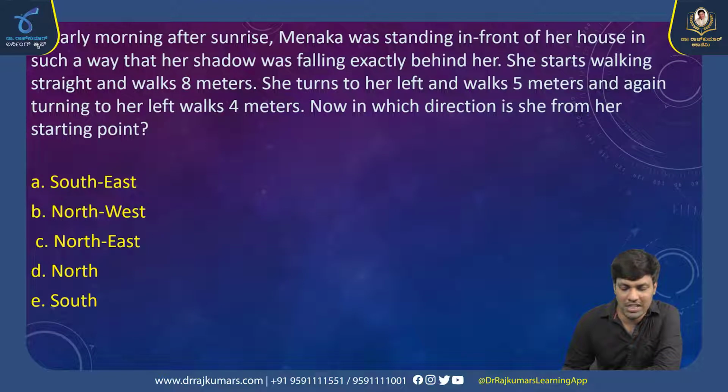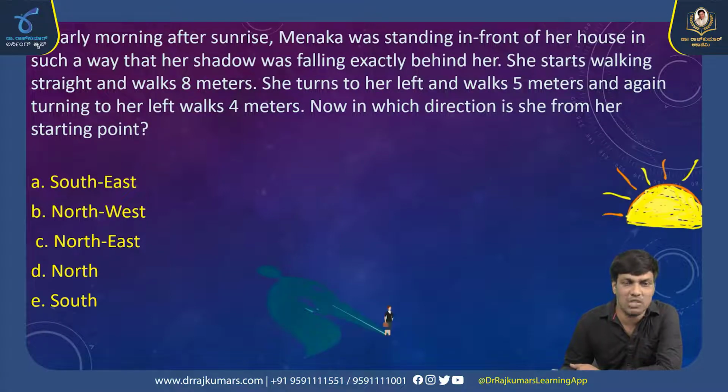Early morning after sunrise, Menaka was standing in front of her house in such a way that her shadow was falling exactly behind her. She starts walking straight and walks 8 meter. She turns to her left and walks 5 meter, and again turning to her left walks 4 meter. Now in which direction is she from her starting point?